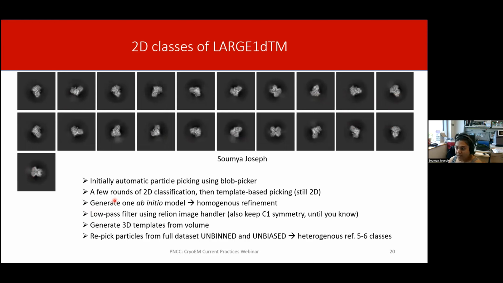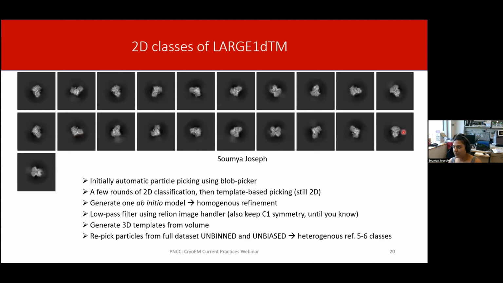I'll say that my workflow was slightly different. I also did several rounds of 2D classification and generated an ab initio model. Then I low pass filtered it and generated 3D templates. And I then went ahead and undertook a no 2D workflow. The advantage of a no 2D workflow is that the 2D classes that you think look like your particles are biased by what you think your particles ought to look like.